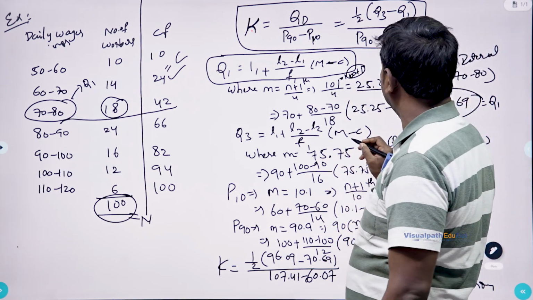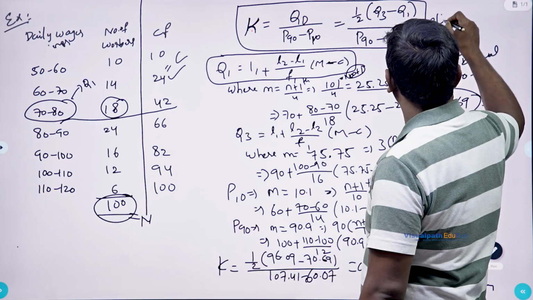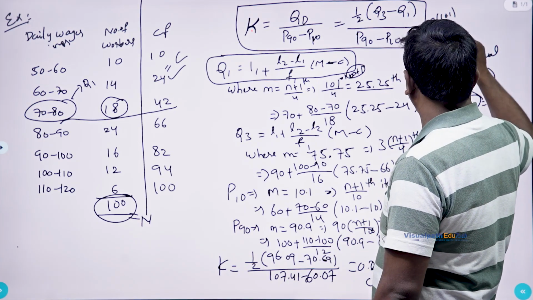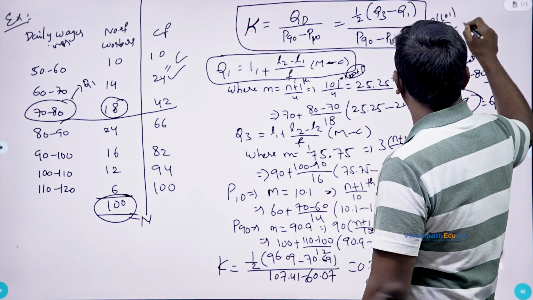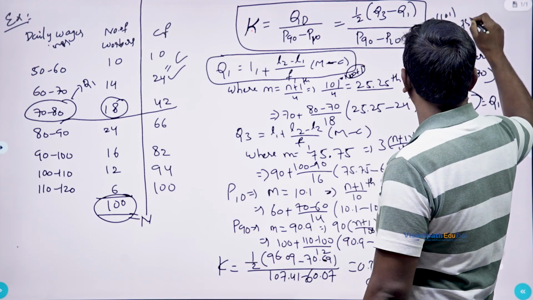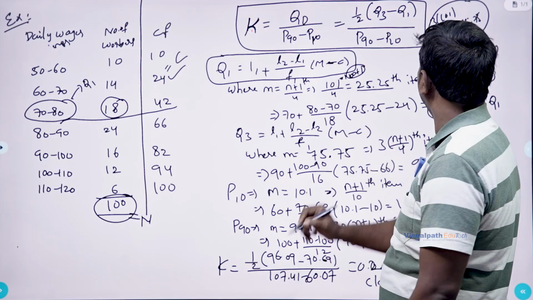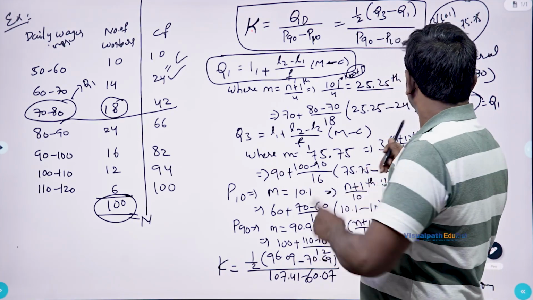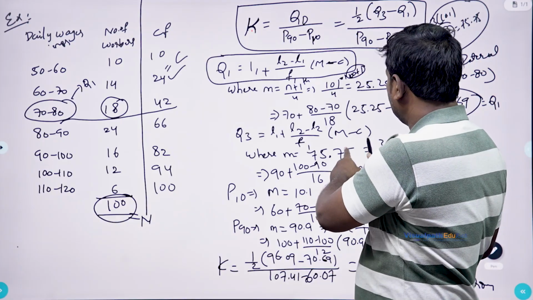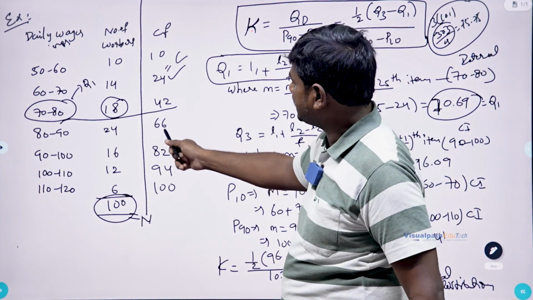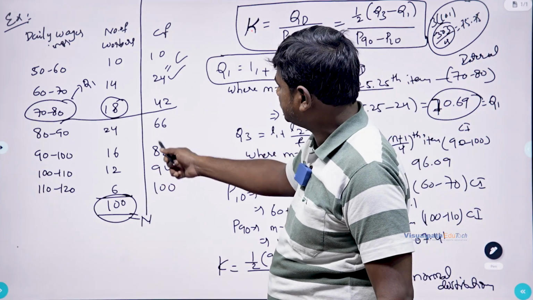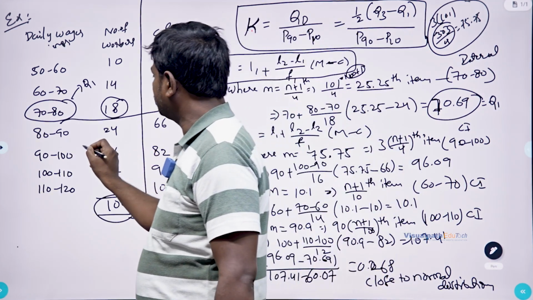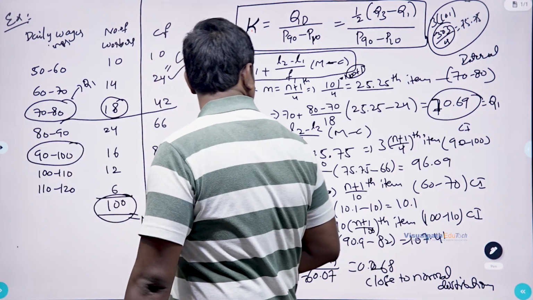So how much will we get for 3 into (n plus 1)? 3 into 101 means 303, and 303 by 4 gives approximately 75.75. So this value we are taking as M for Q3. Then we check the cumulative frequency to see where 75.75 will be. It falls in this interval, so we select 90 to 100 as the class interval for Q3, the third quartile.